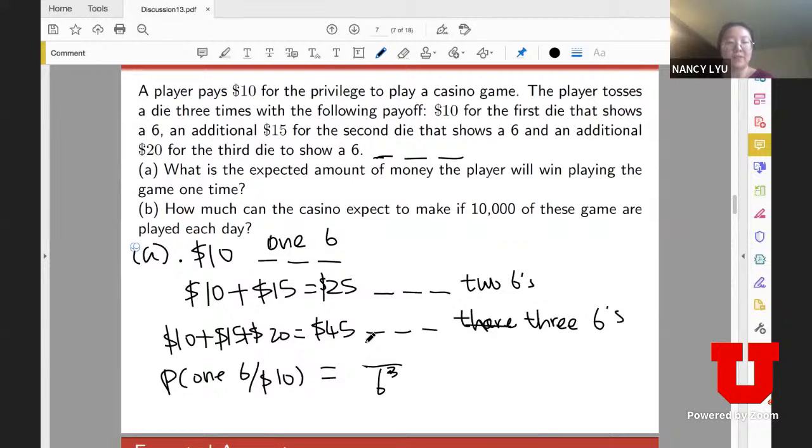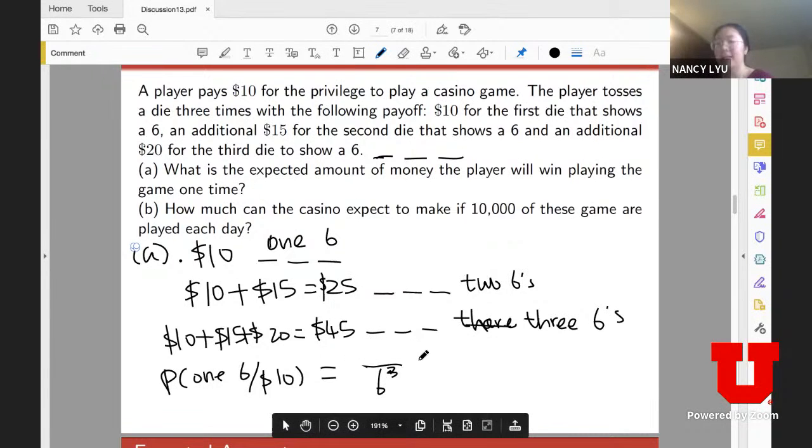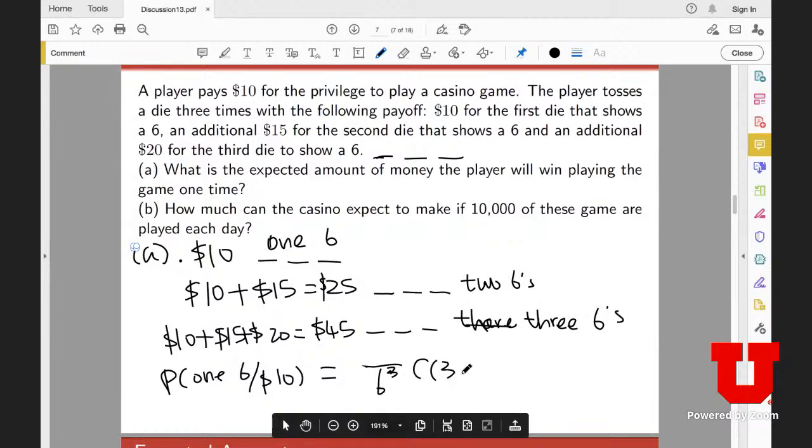Do you want to say that again, like for the event? Well, there are 3 possible 6s that you could get out of all 3 dice. What do you mean, like 3 possible? Well, there's a 6 on each die, so there are 3 options that could be a success. Okay, so that basically means 3 choose 1.